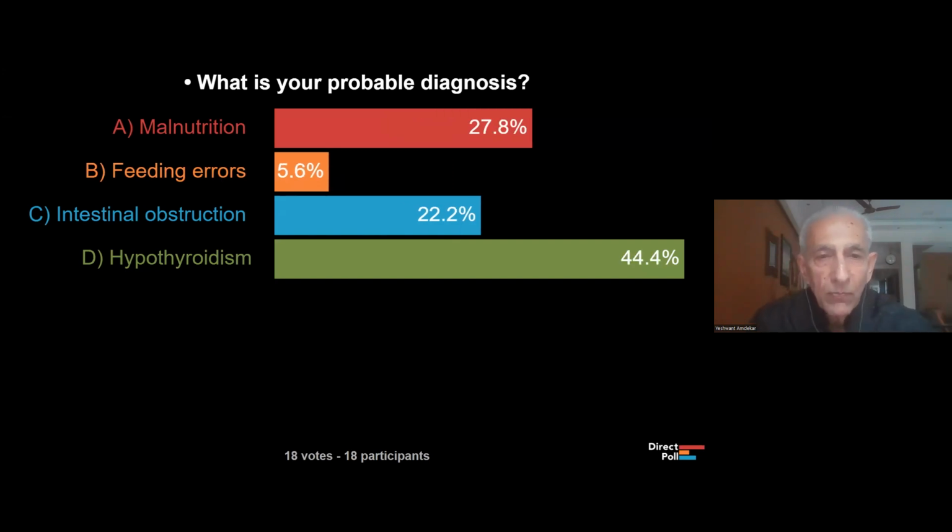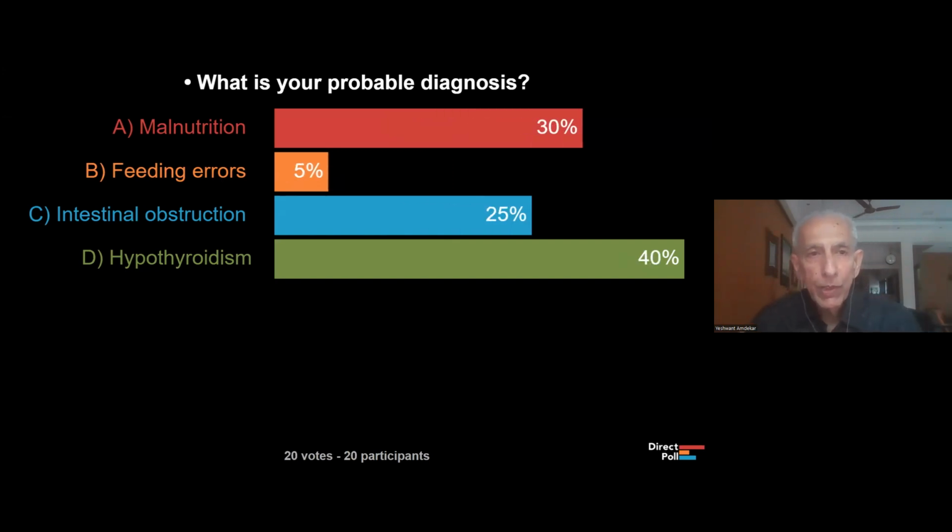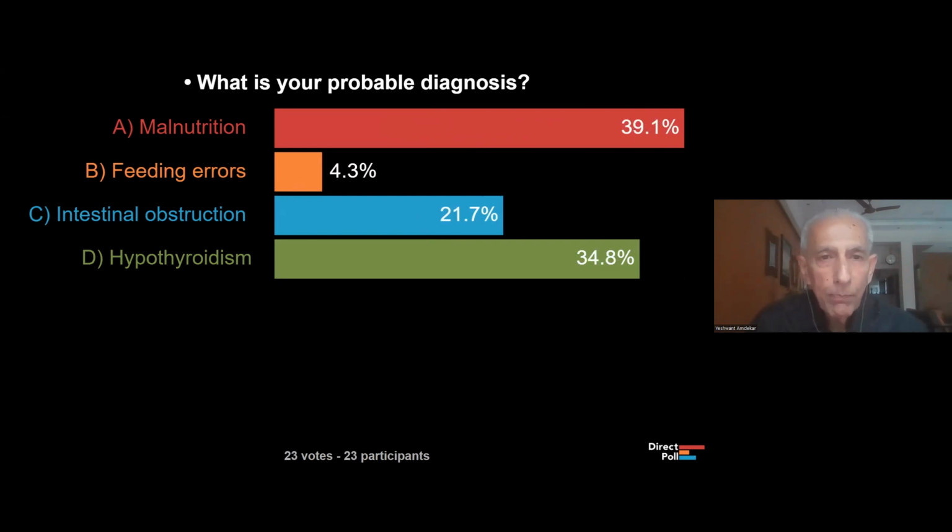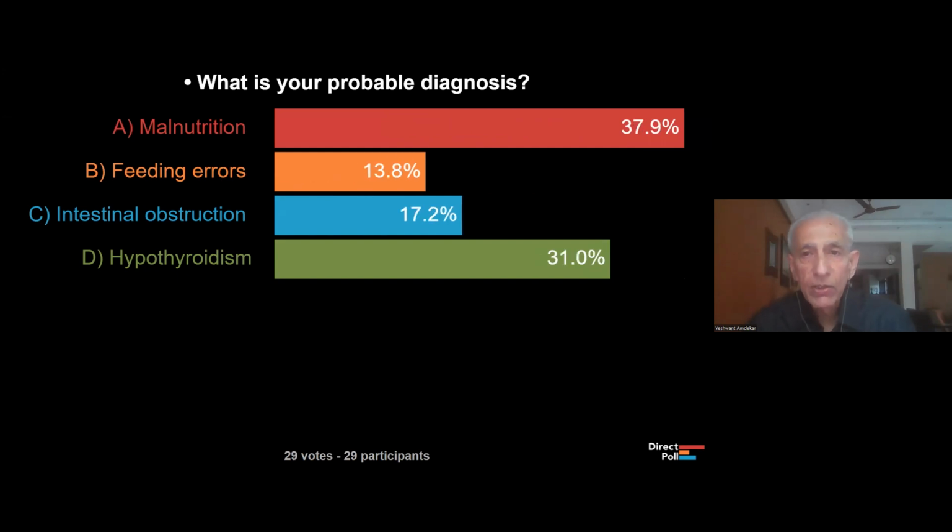Good. Again, as usual, I like to place three or four very similar looking situations, and I can see that one third of you have said it's malnutrition, another one third of you said hypothyroidism, but also 15% plus or minus have also got into the other two options. Let's discuss each one of them.